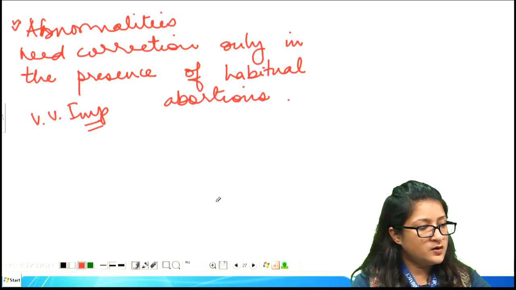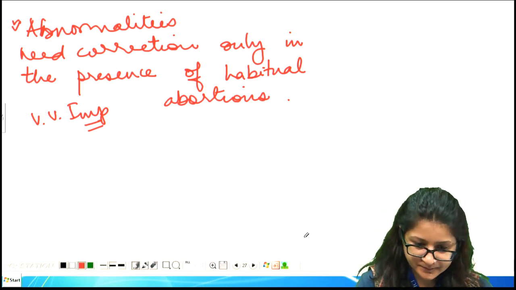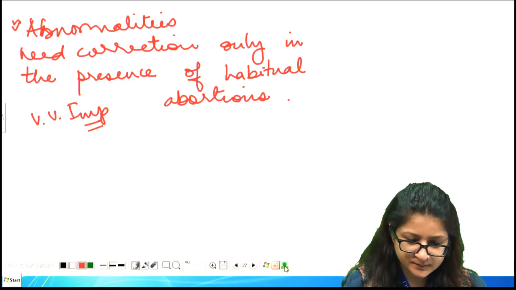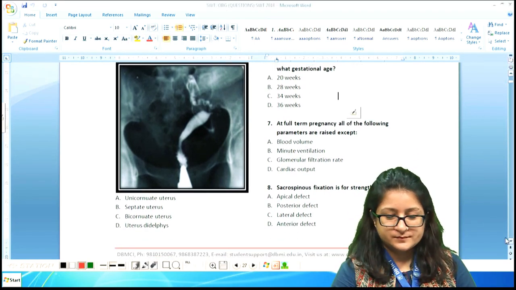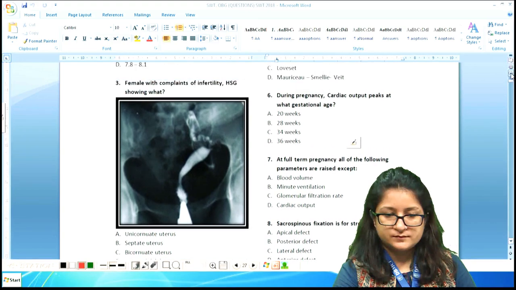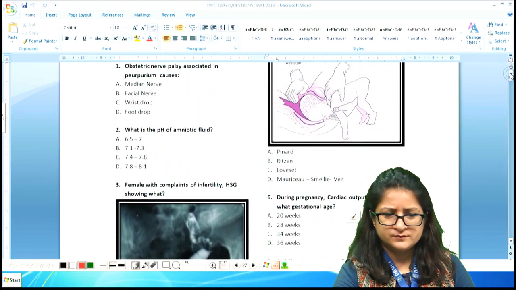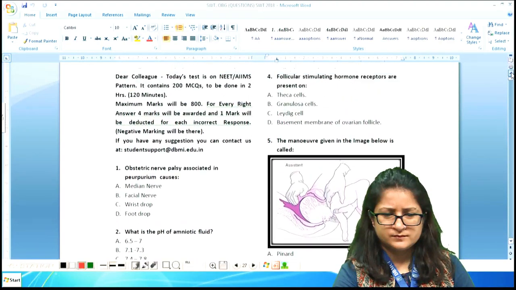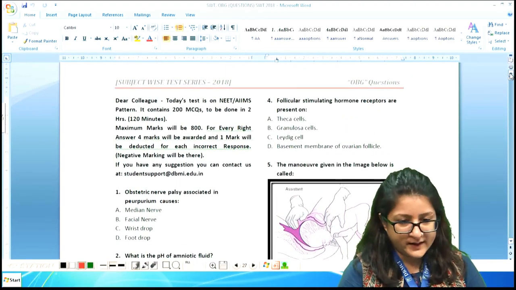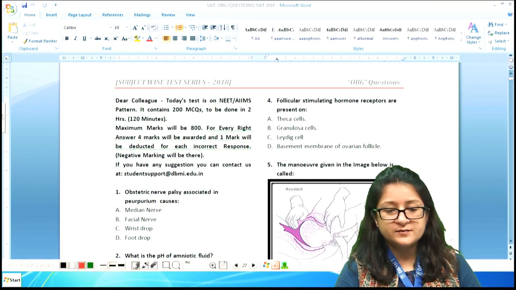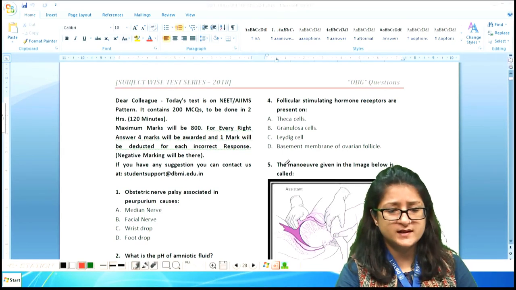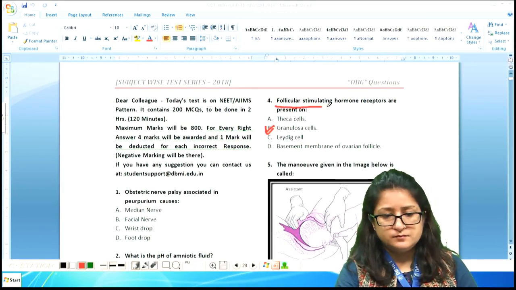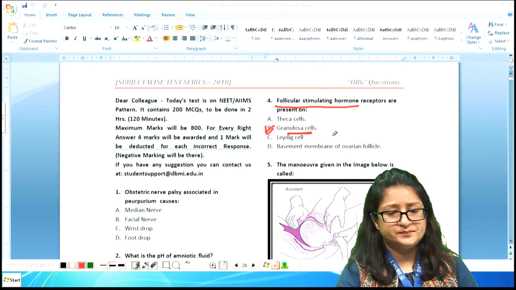Now moving on to the next question. All right. Question number four. Follicle stimulating hormone receptors are present on theca cells, granulosa cells, Leydig cells, or basement membrane of ovarian follicle. The correct answer is that they are present on the granulosa cells.